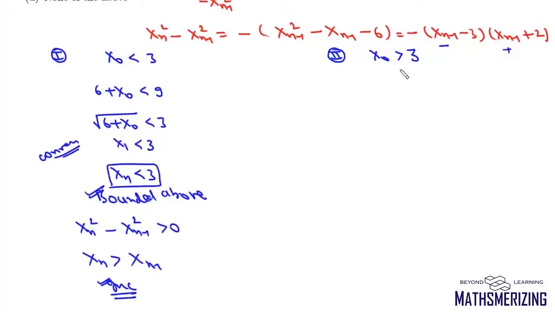And the second case, when x0 is greater than 3, if we add 6, we'll get 6 + x0 will be greater than 9, the square root of 6 + x0 will be greater than 3, that is x1 is greater than 3. If we add 6 again and take the square root, we'll get x2 greater than 3. So from here we'll get xn should be greater than 3. So in this case it is bounded below.